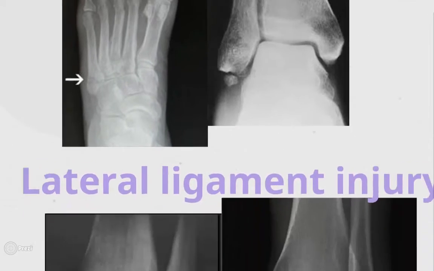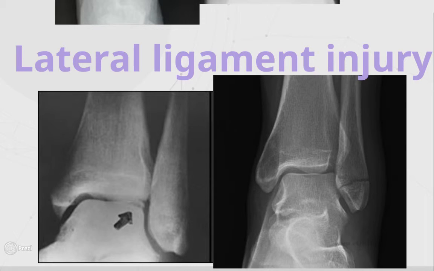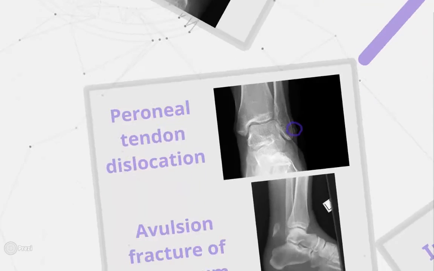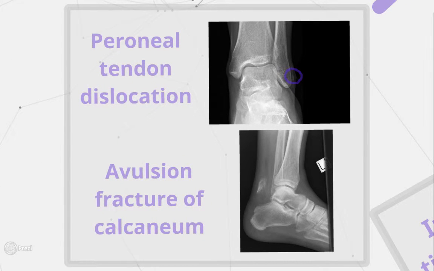Injury to the lateral ligaments of the foot due to twisting injuries of the foot occur frequently. They are associated with avulsion fractures of the lateral malleolar tip or sometimes avulsion fractures of the anterior lateral surface of the talus. X-rays should include AP, lateral, and Mortise views.